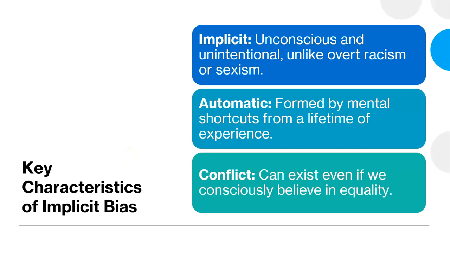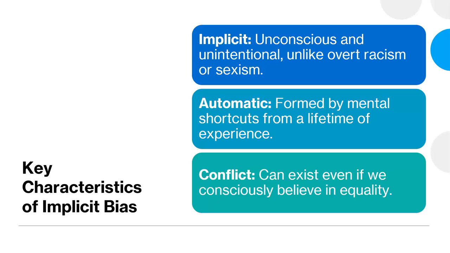To get a better understanding of implicit bias, let's take a moment and look at three of its key characteristics. First, implicit bias is, well, as the name implies, implicit. This means it's an unconscious action. It's unintentional. So this is different from when we see someone engaging in overt racism or sexism, because in those, a person is consciously aware of their prejudice. They're consciously aware of what they're doing. Implicit bias is different. It's unconscious. It operates below the surface of our conscious mind. It happens without us even meaning to.